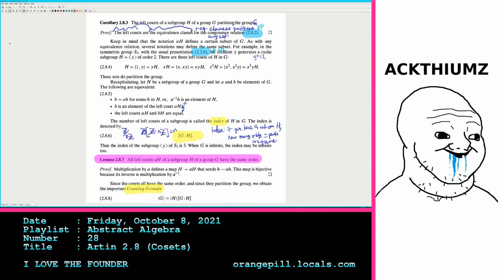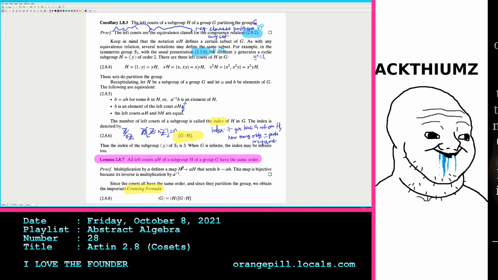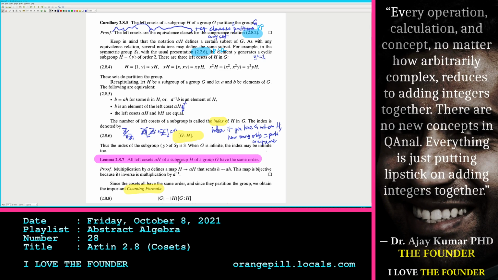The proof is one line. I can't think of how to prove this right away, but let's just look at the proof. Multiplication by a defines a map from H, which is a set, to aH, which is a set, which sends h to ah. The map is bijective.